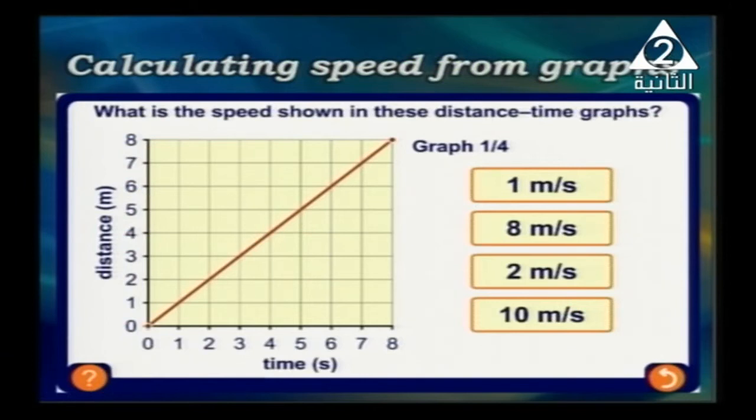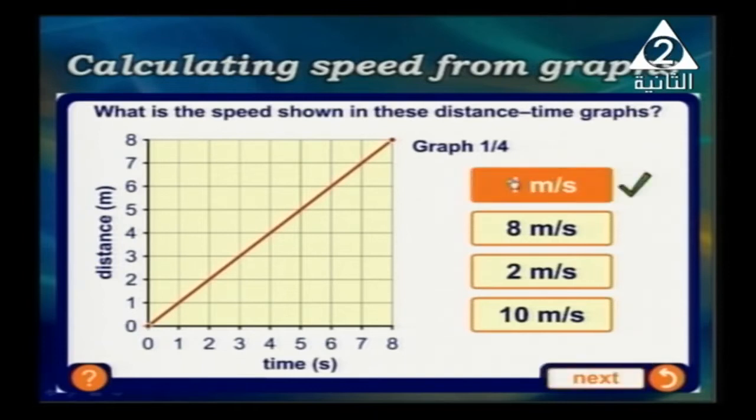And I need to calculate the speed from the graph. For example, what is the speed shown in this distance time graph? We have 8 and 8 at the last point, and here we have 7 and 7, and here 6 and 6, and 5, 5, 4, 4, and so on. So what is the speed of this part here? 8 divided by 8 means 1 meter per second.